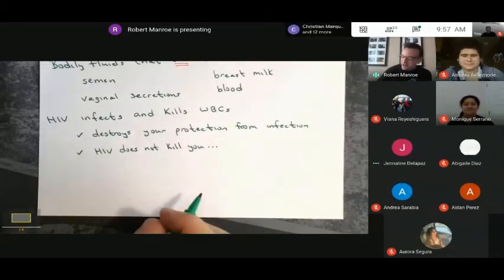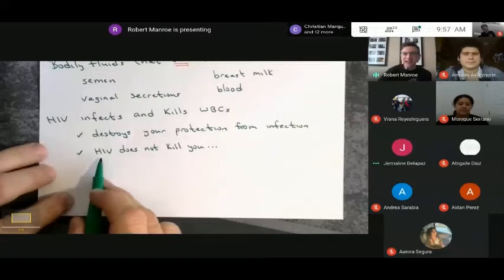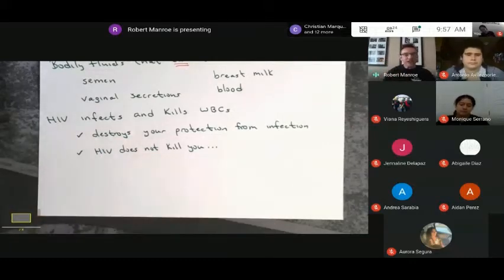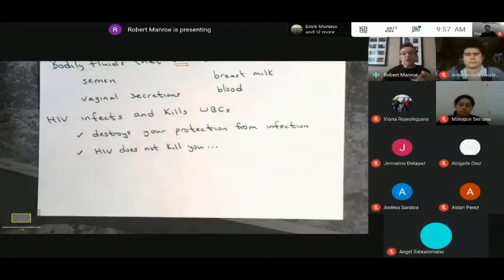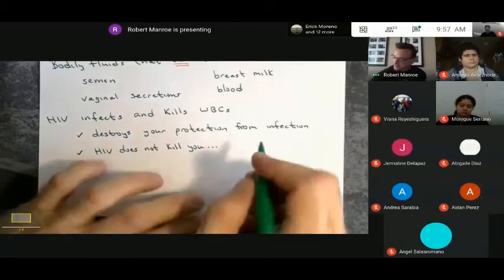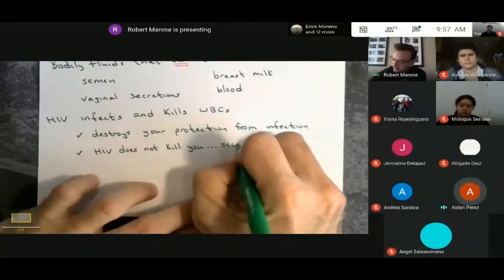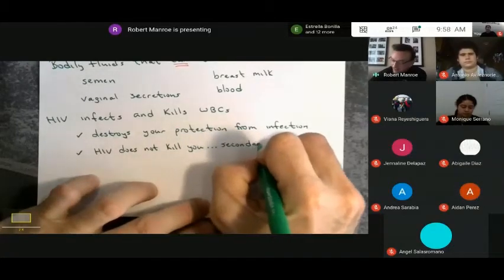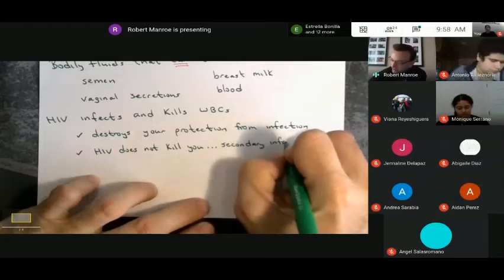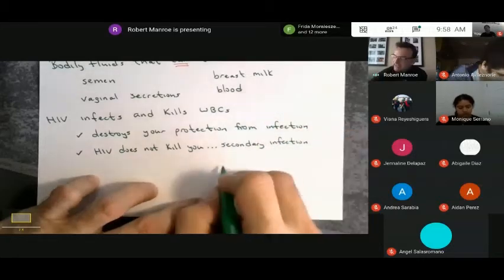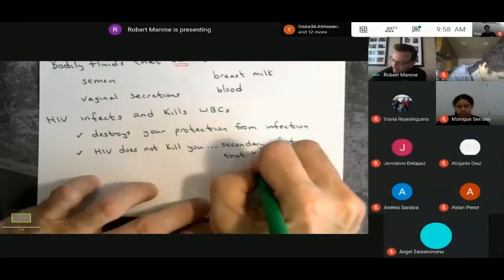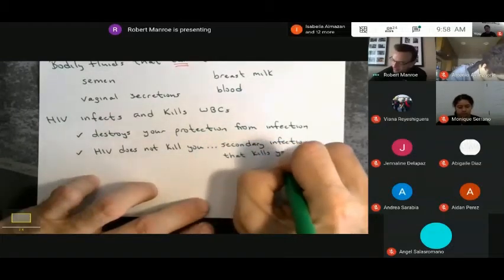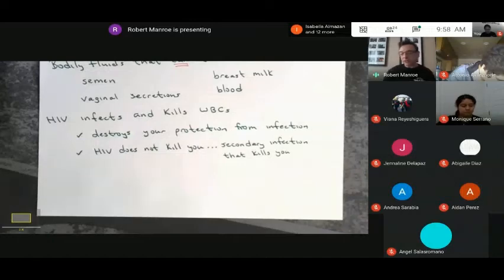That'd be great. Okay, so HIV does not kill you. Then what kills you? If HIV doesn't kill you, what does? The lack of white blood cells. Yes, the lack of white blood cells. You have no protection. So then what gets you? Common cold. Yes. Something as simple as a common cold. It's the secondary infection that kills you. Okay? Could be the common cold.